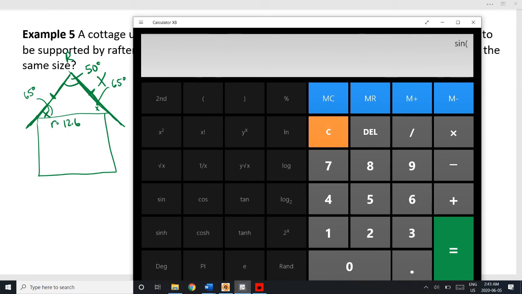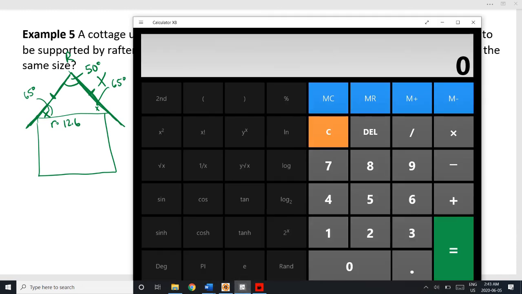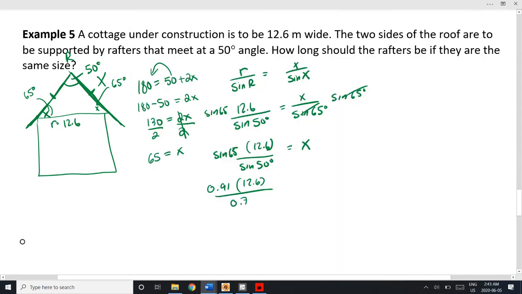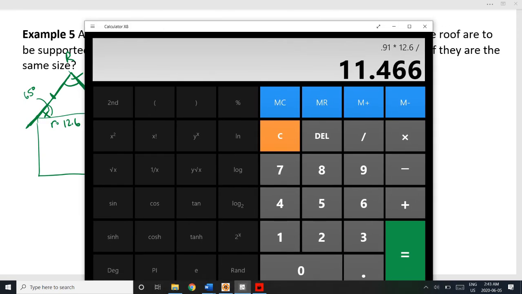So we have sine 65, which is 0.906. So we'll say 0.91 times 12.6 divided by sine 50, which is 0.766, so we'll say 0.77, is equal to X. And now all we have to do is plug this into a calculator and solve for what X is. So let's go ahead and do that. So we have 0.91 times 12.6 divided by 0.77.